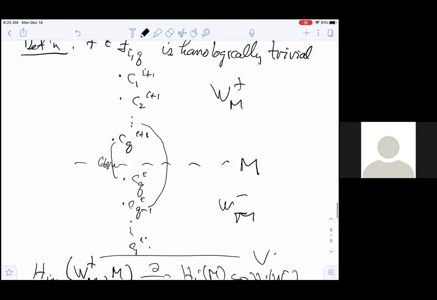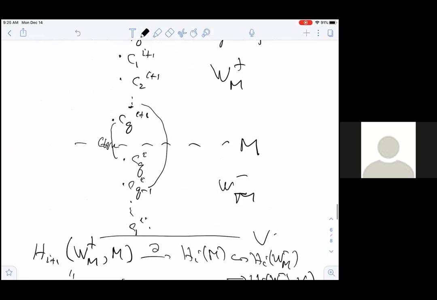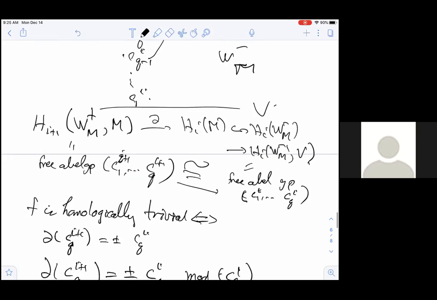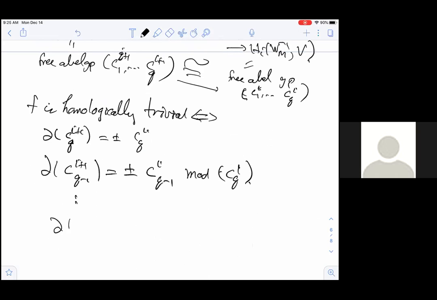So that says the boundary of the next one up is plus or minus this one, maybe plus some multiple of that one. But what it means is once you kill these two by a death, which you can do because of the homological condition, those are gone, and then these two will kill each other, and you continue in this way. The boundary of C_{q-r}^{i+1} is plus or minus C_{q-r}^i modulo the span of C_q^i up to C_{q-r+1}^i.